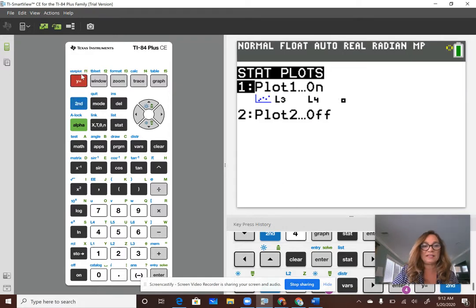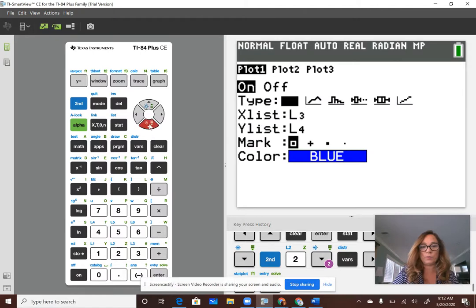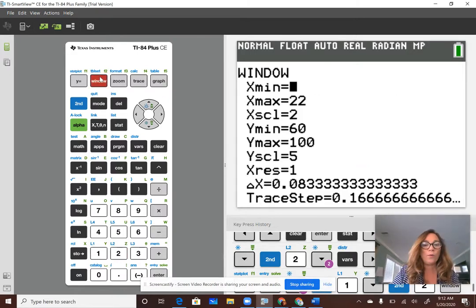I have to hit second stat plot. Now for me, I have to go back to my L1 and L2. You probably already have your L1 and L2 in there, but remember on the prior question, I had used lists 3 and 4. It's completely up to you. All right, so now my window. When you're looking at your window, you always want to go back to your data table and go using your range. So you go a little bit lower, a little bit higher for the domain, a little bit lower, a little bit higher for the range.